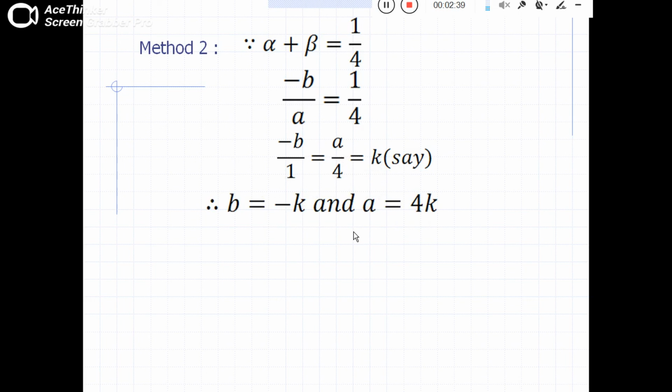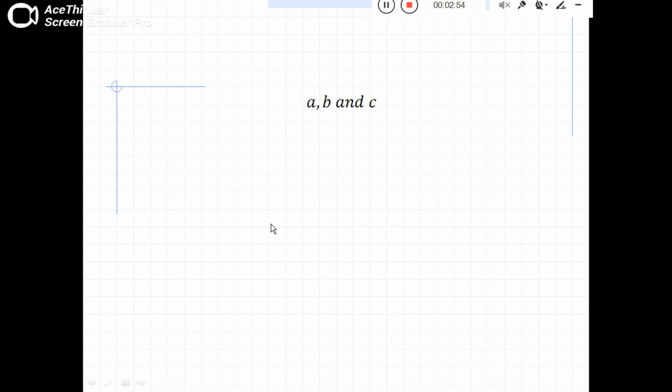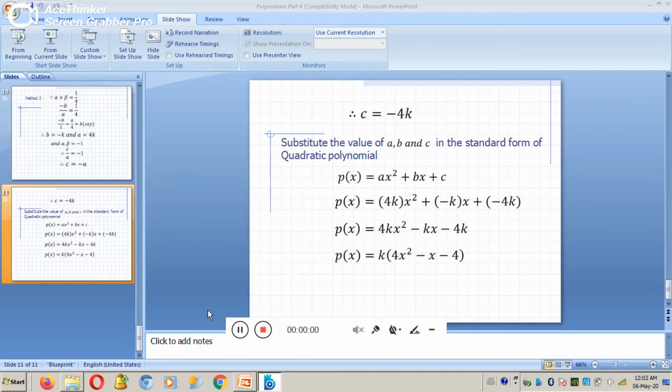Again take the product of zeros: alpha into beta is equal to minus 1, and alpha into beta equals c by a. Now substitute the value of a here, a is equal to 4k. You will get c equal to minus 4k. Now you got the values of a, b and c.